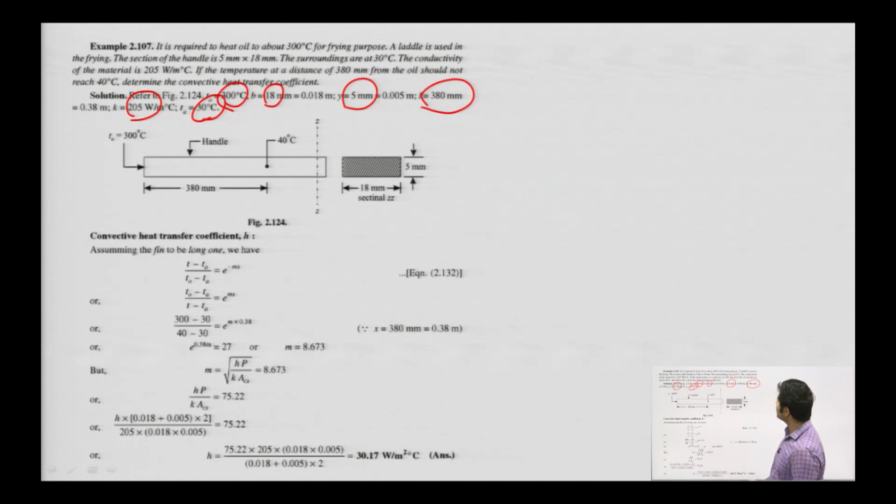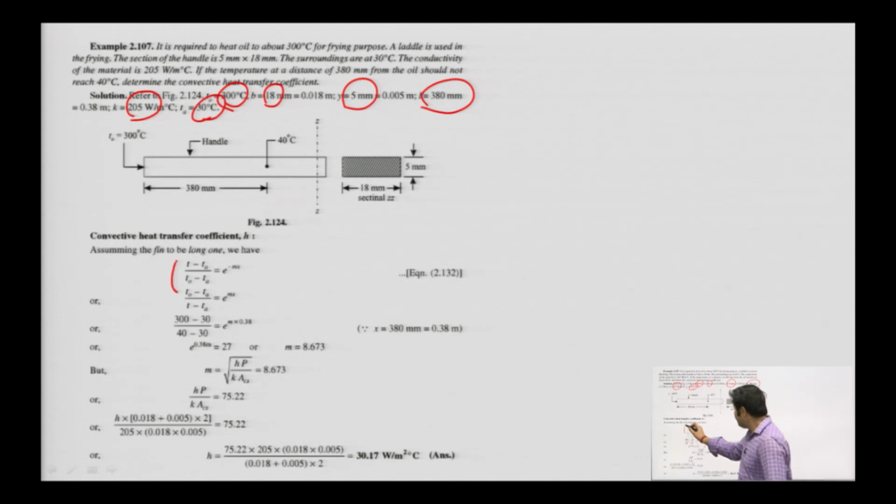So what they are asking you: if the temperature at a distance of 380 mm from the oil should not reach 40 degrees Celsius, determine the convective heat transfer. So here you need to deploy the formula for the temperature profile, because here we are talking about calculating temperature at some distance x.